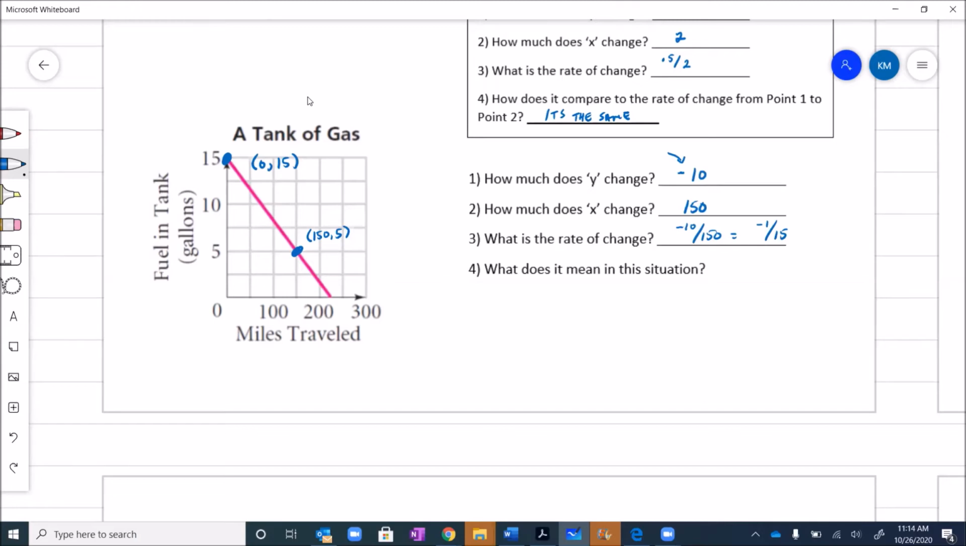So in this situation, what does it mean? Well, let's look at what our labels are. Negative 1 gallon, so you lose 1 gallon of gas per, and what's our x? 15 miles traveled. Or we can just say 15 miles in the car. So basically, your truck or car is getting 15 miles per gallon.